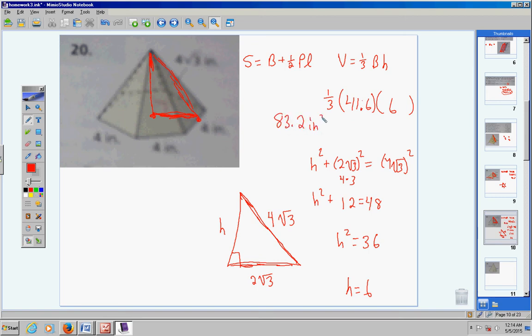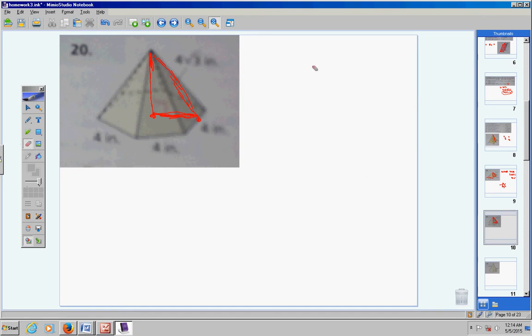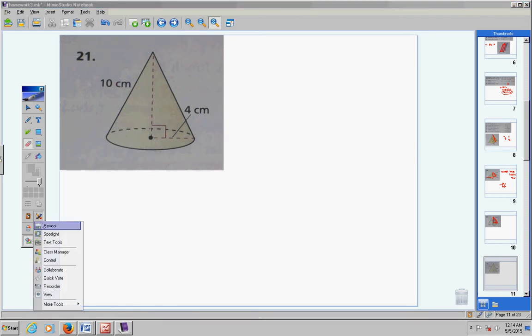83.2 inches cubed, because we're dealing with volume. Alright, moving on to number 21. Number 21, alright, we're going to find the volume and the surface area of a cone.